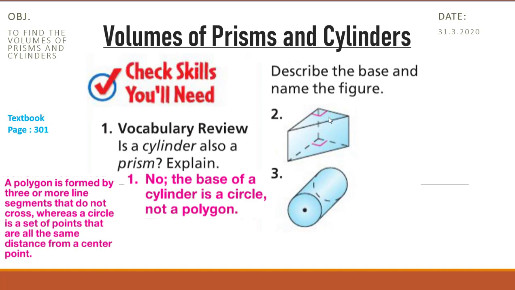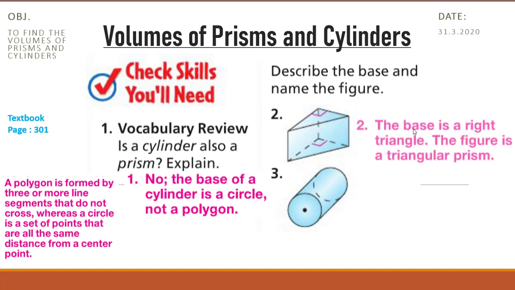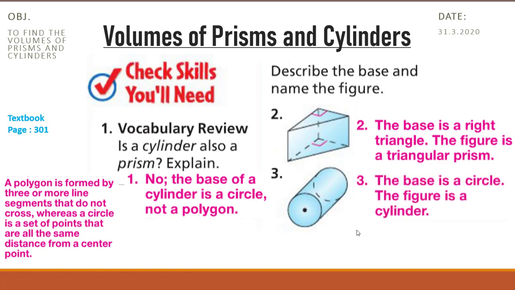And now, question number 2, describe the base and name the figure. We have here 2 bases, and each one of the shape of triangle, right triangle. So the base is right triangle, and the figure is triangular prism. And number 3, the base is circle. We have 2 bases and each one in the shape of a circle. So the base is a circle and the figure, the solid, is cylinder.